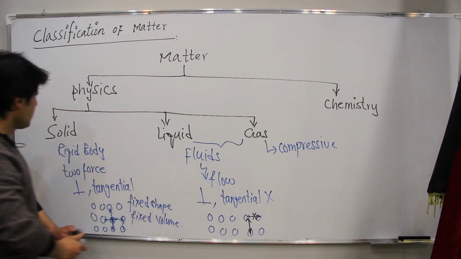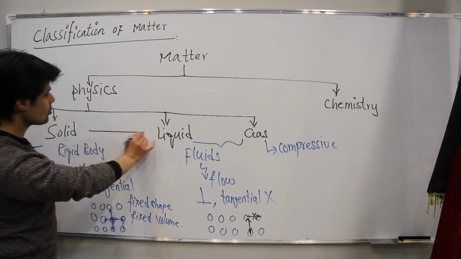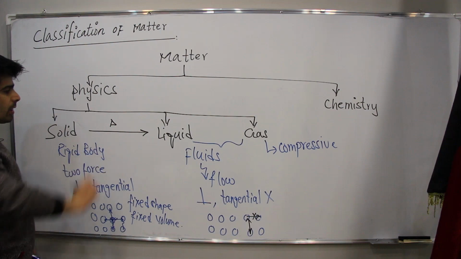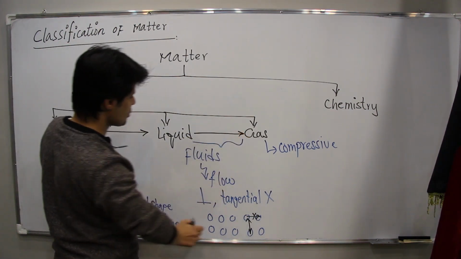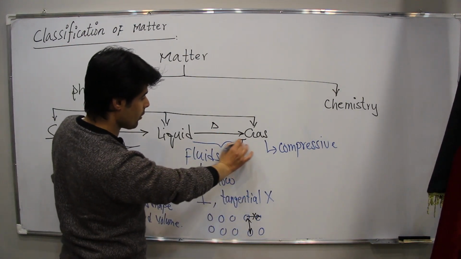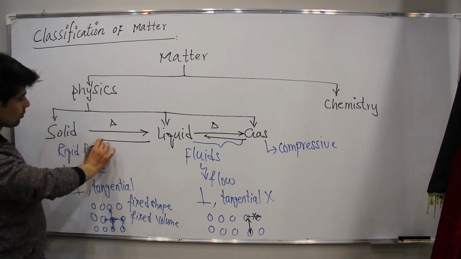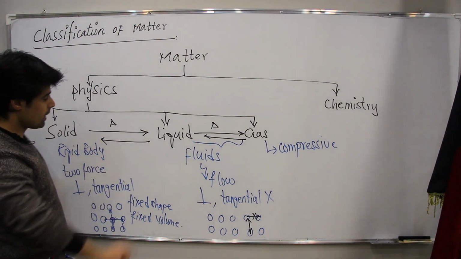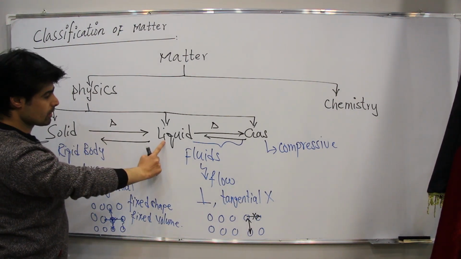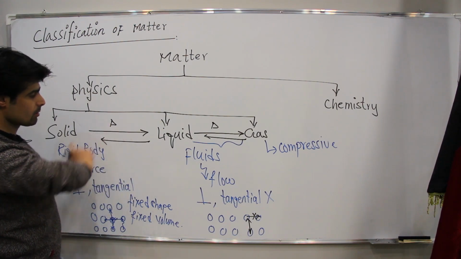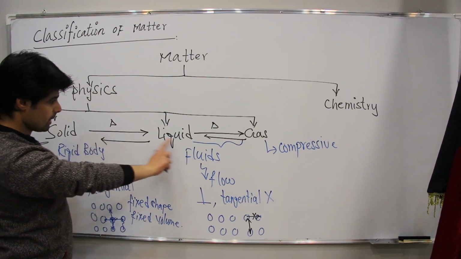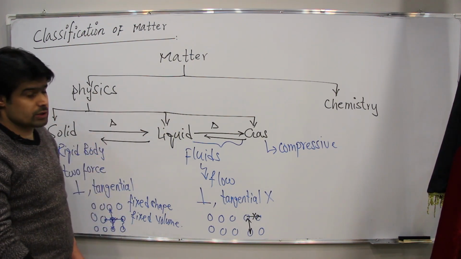One thing more, if we want to change solid to liquid state, we can do it by heat. Also, we can change liquid to gas by heat. Also, from gas to liquid and liquid to solid, it's possible by taking out the heat. By giving heat or temperature, solid changes to liquid, and by taking out the heat, liquid changes to solid. These are the three states of matter according to physics.